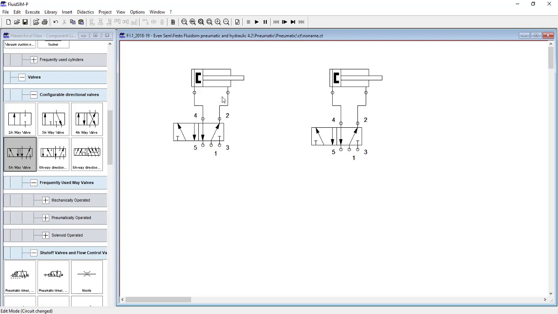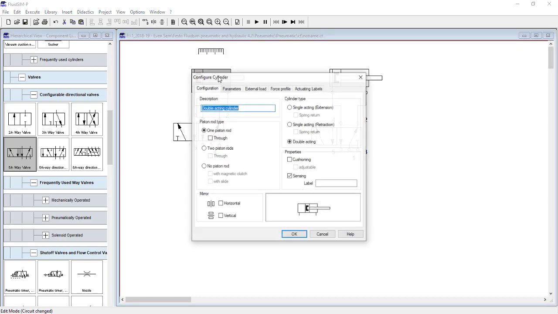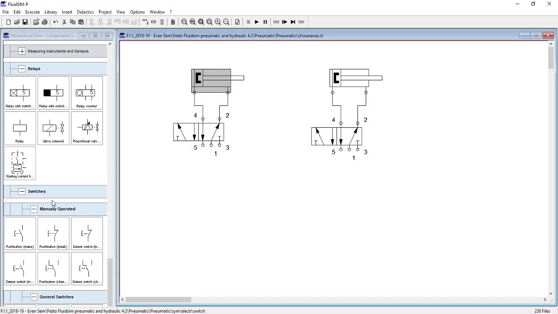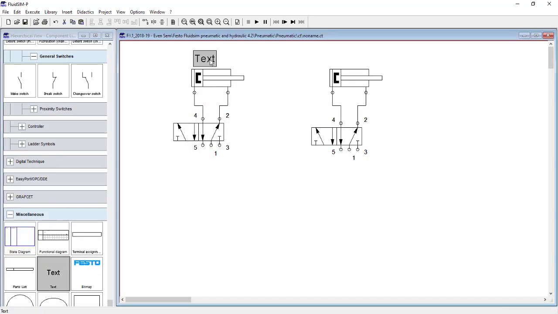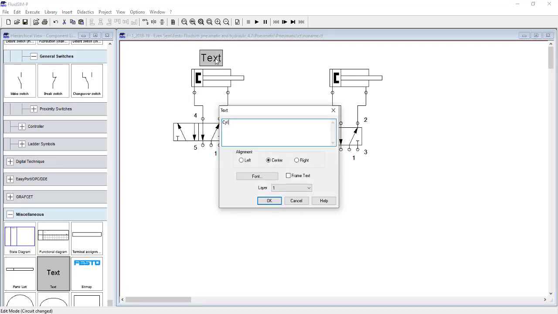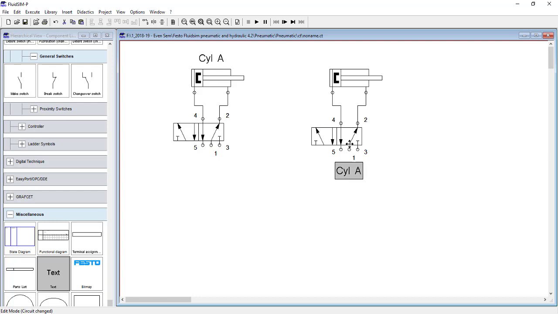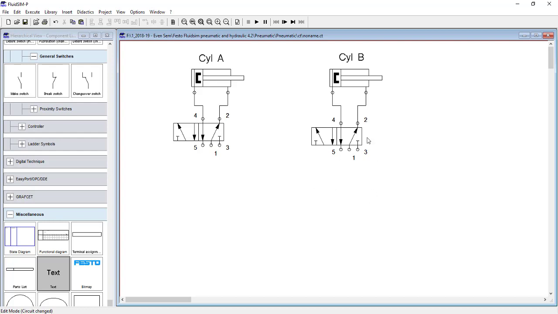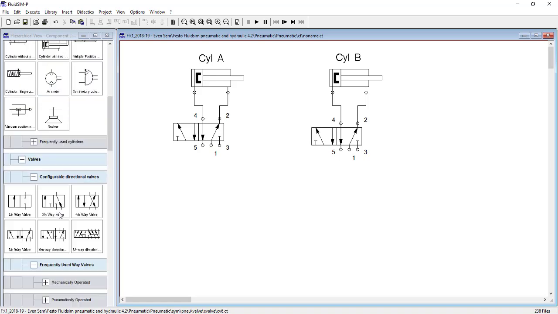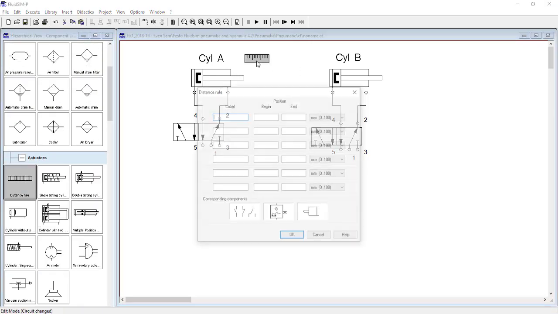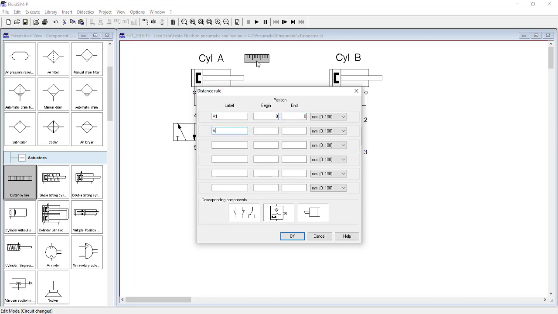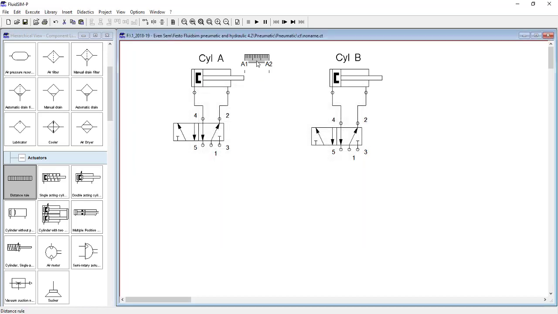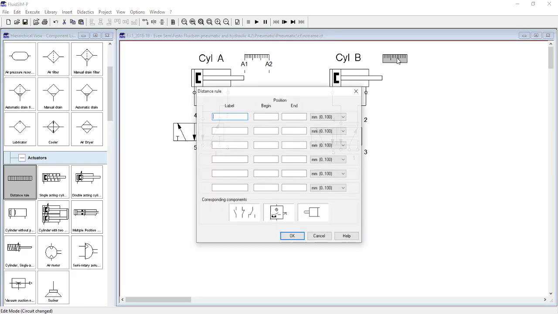Now what is the next step? The next step is to mark the limit switches. So first of all, I will have to name the cylinders. Let this be cylinder A, and similarly this will be cylinder B. Okay. After that, we will have to draw the limit switches, right? So we just have to mark the positions of the limit switches. First will be A1, then will be A2. A1 shows that the piston is completely inside, A2 shows that the piston is completely outside, right?